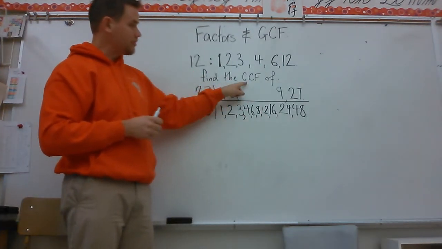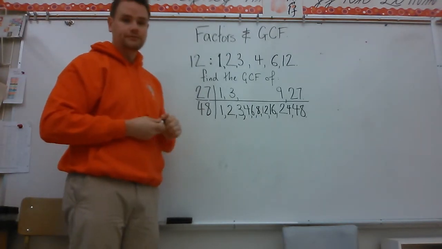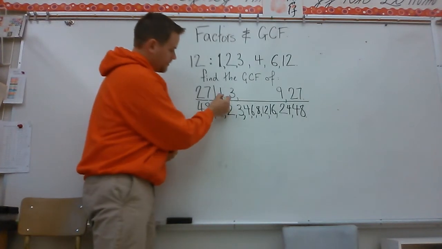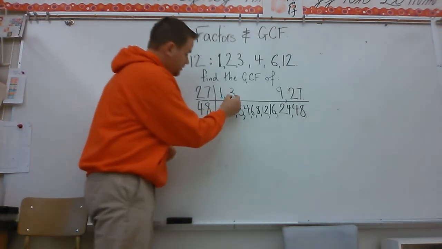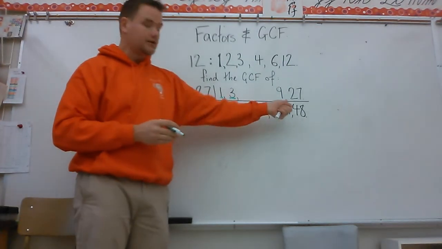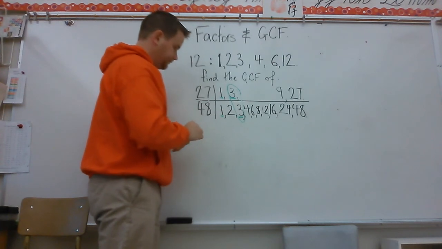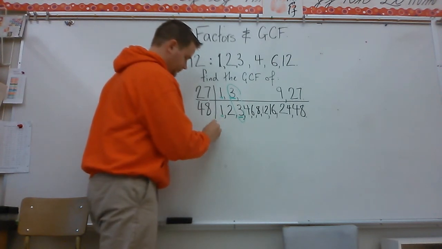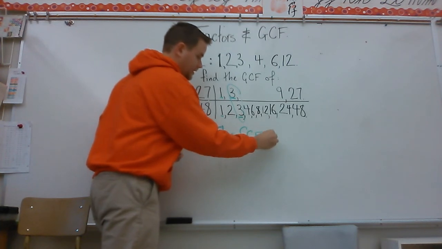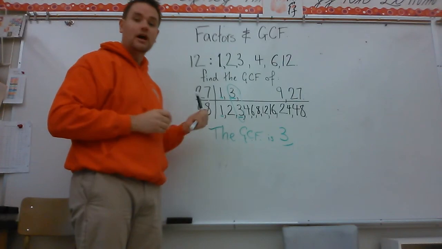Now the question is the greatest common factor. Now there's a couple of factors here that are common. 1 is always a common factor. 3 is a common factor. And there's nothing else that's common. So the greatest common factor is 3.